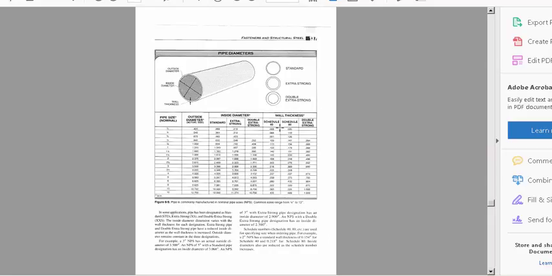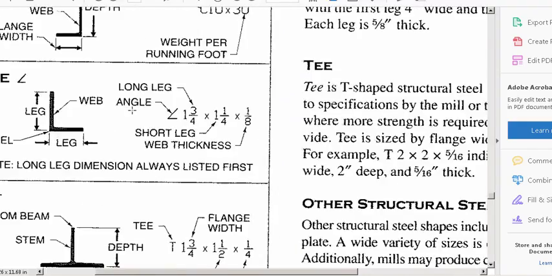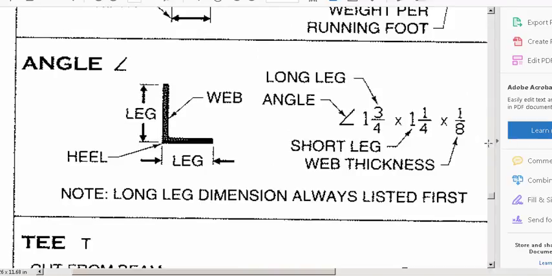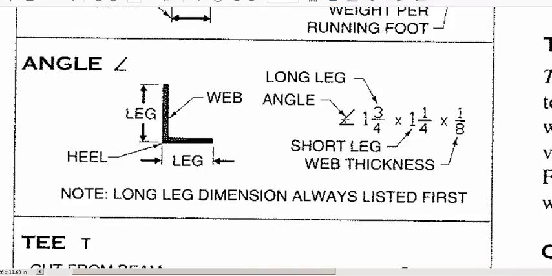I say that to correct myself because I'm about to show it to you, and they're going to show it with that angle symbol versus an L. So here we go. Your typical call out is going to be the L or angle symbol, leg size, long leg, short leg, and web thickness. Of course, the whole thing itself is a web because there is no flange.